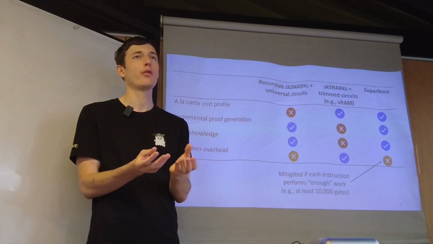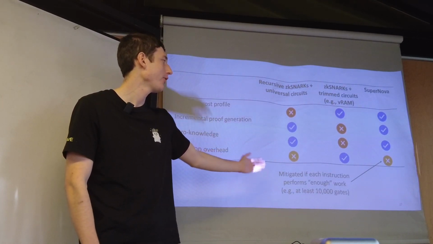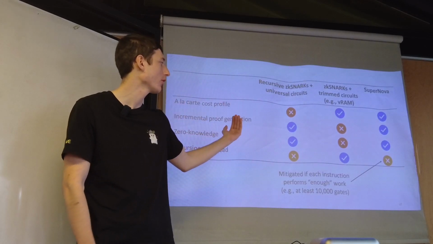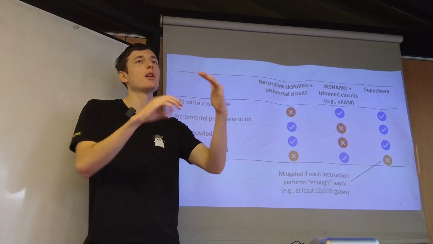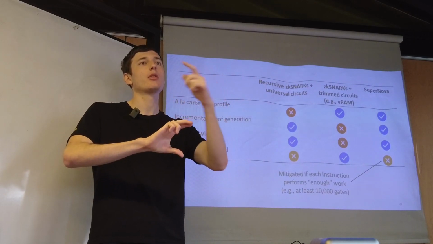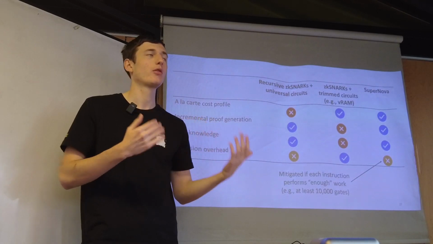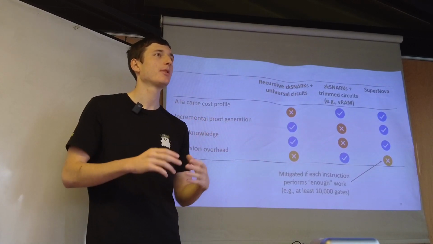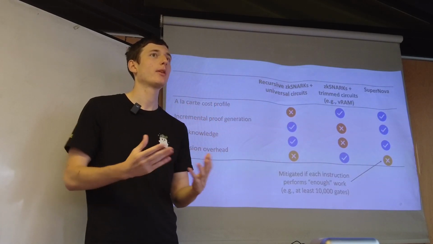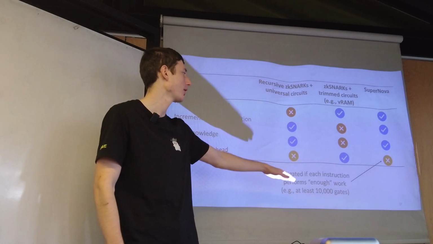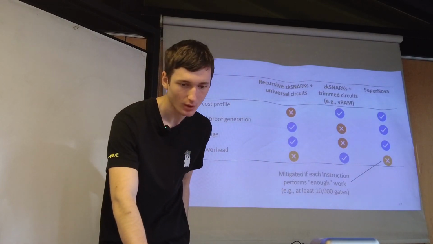Nova. It's the cost of the verifier circuit, but it's mitigated if each instruction performs enough work, which is at least 10,000 gates, because obviously if you have very small gates, the recursion of the verifier circuit is going to be too much and make the whole thing more burdensome. But if, let's say, each instruction is very big, it's going to be way better to have this little verifier that's like 10,000 or 20,000 gates.